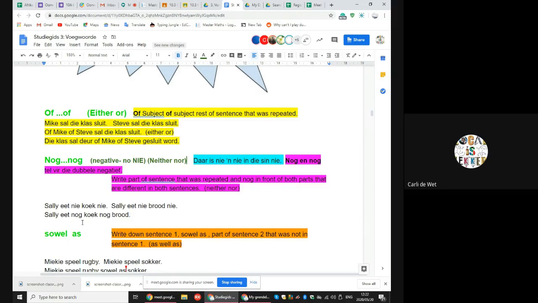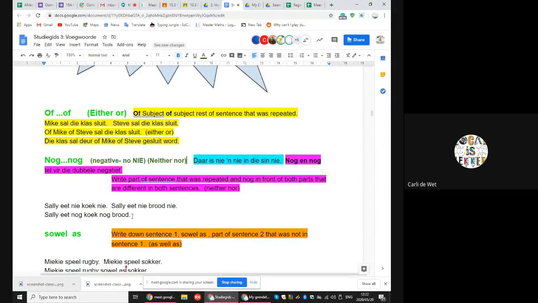So the trick here is that you use nog en nog, or neither nor, and you're not going to use any nies. So Sally eet nie koek nie, Sally eet nie brood nie becomes Sally eet nog koek, nog brood. Can you see there's no nie there? There's no nie at the end.